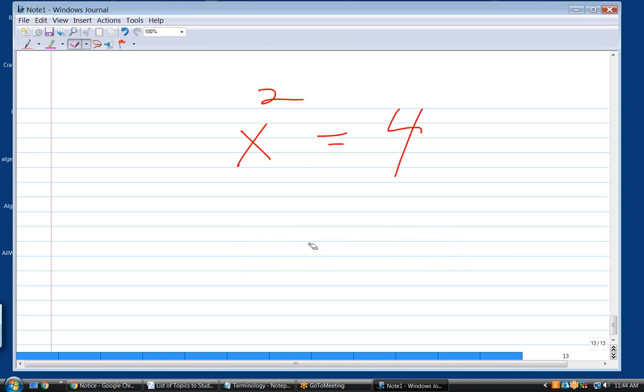But I guarantee you could take 100 graduates from high school and give them this equation, and 95 of them are going to say x equals 2. And they won't put the plus or minus. 5 of them will get it right. And I'm talking about graduates.